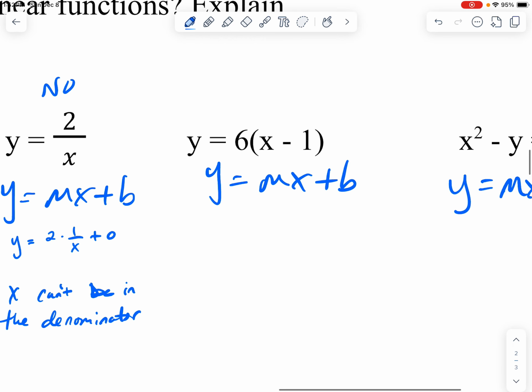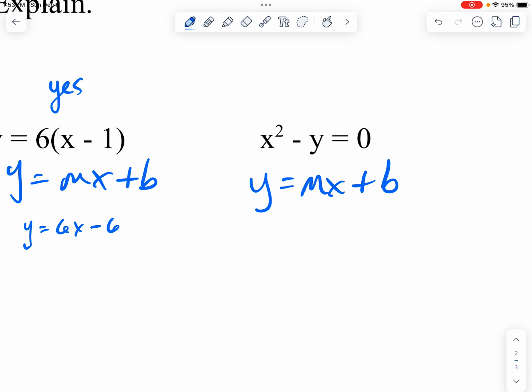Next, I hope your first thought was here that we should probably distribute this 6, and when we do, what do we get? Y equals 6x minus 6. Does this match our form? Absolutely, this is perfect. I've got some number times x plus something else, so 6 times x minus 6. Yes, this is linear.